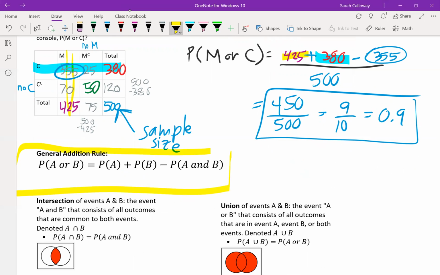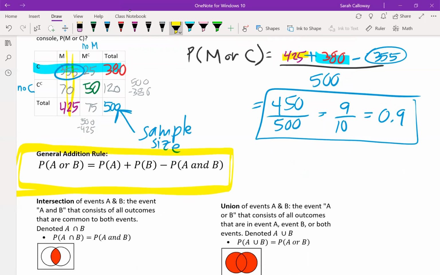So the general addition rule is that if I know these probabilities, I don't have to know the actual values in the sample size. If I know the probability of A, the probability of B, and the probability of A and B occurring at the same time, then I can add the probability of A plus the probability of B and then subtract the probability of them occurring at the same time.